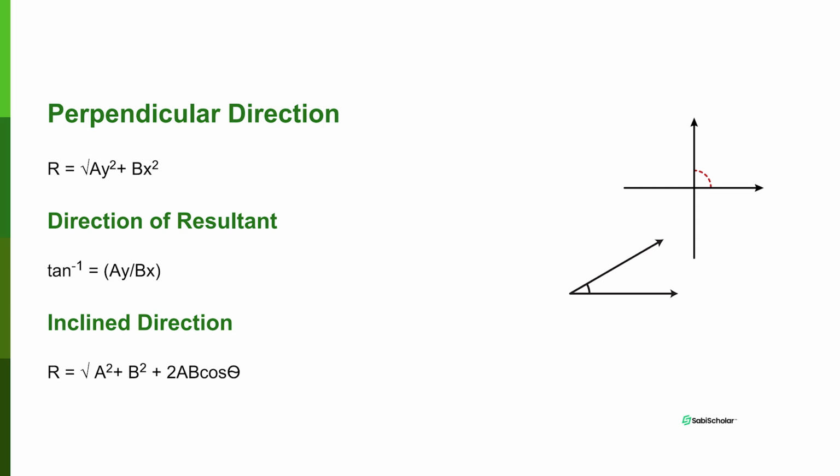When you have vectors moving in the same direction, the resultant is just their sum. Opposite direction, the resultant is their difference. When they are perpendicular, the resultant is square root of the vertical squared plus the horizontal squared, and the direction is as shown here, tan inverse of Ay over Bx, and when they are inclined, we use this equation shown here.